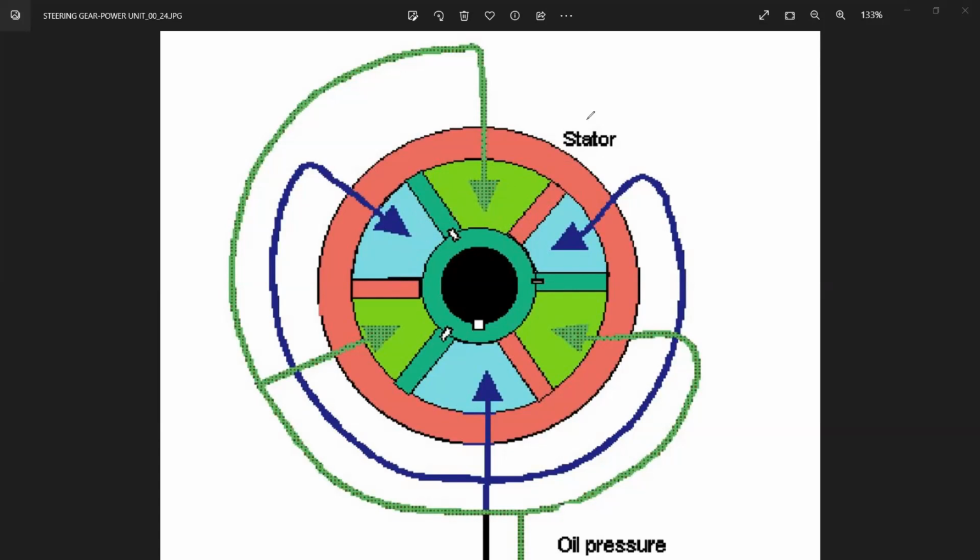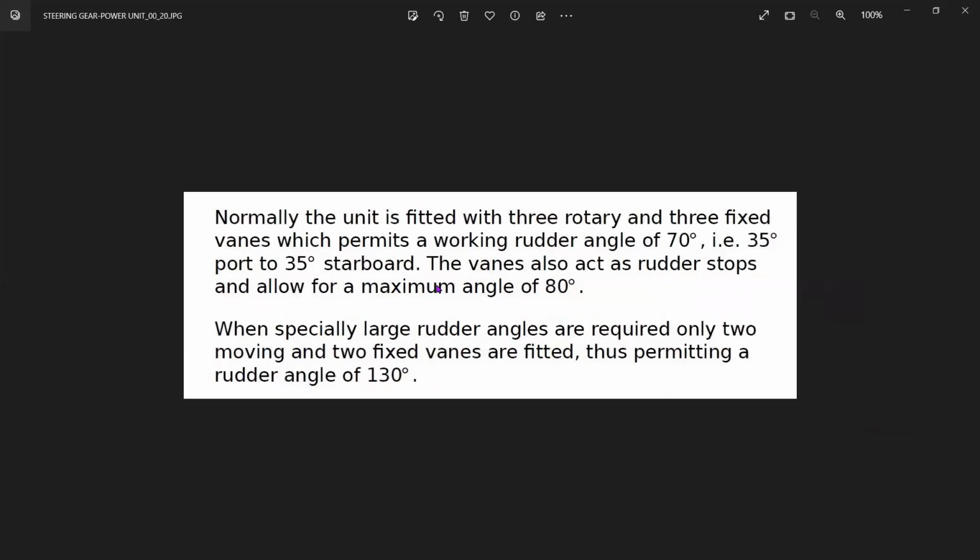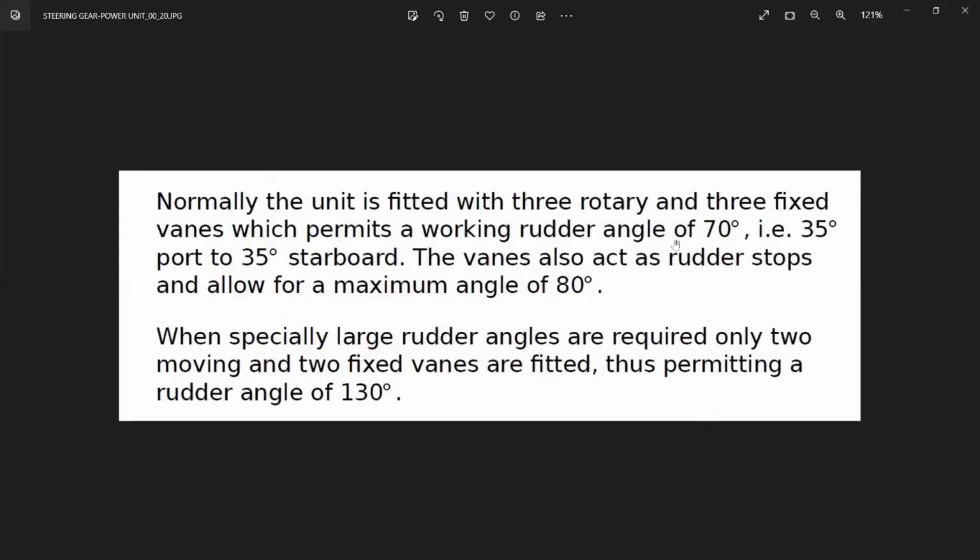That is the reason. As I say here, when you have 3 such rotary vanes, 3 rotors and 3 stators, the maximum angle on each side is 35, 35. For 70 degrees, your entire vane can move in one full direction. But if you have only 2 rotary vanes, like this, I'll show you what I mean by 2 rotary vanes.